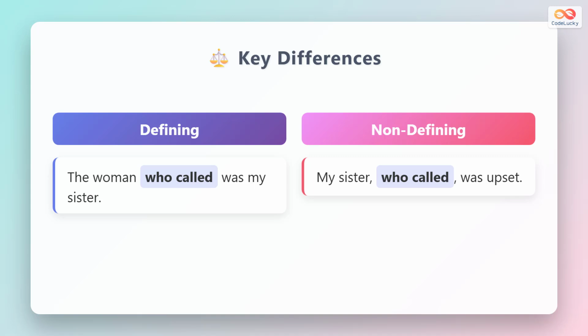Here are some examples of non-defining relative clauses. The commas show that the added information is extra and not necessary for understanding the sentence. For example, in the sentence, "My brother, who lives abroad, visited us," the clause "who lives abroad" is additional information.